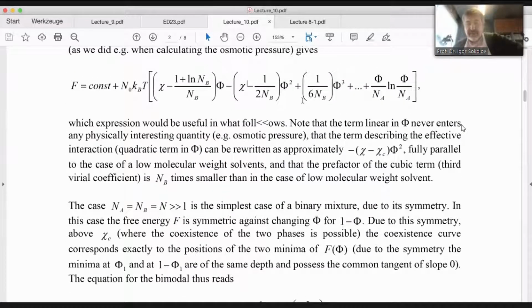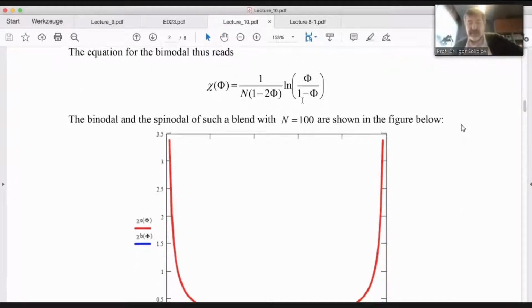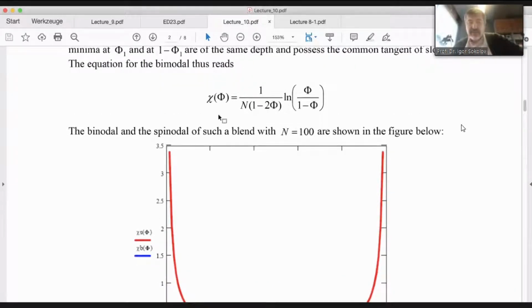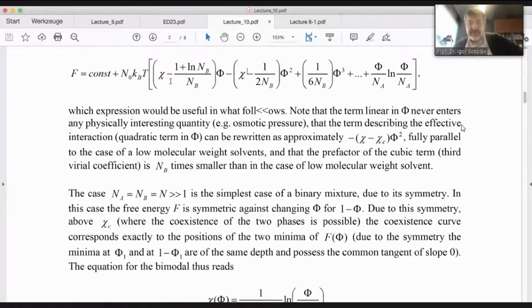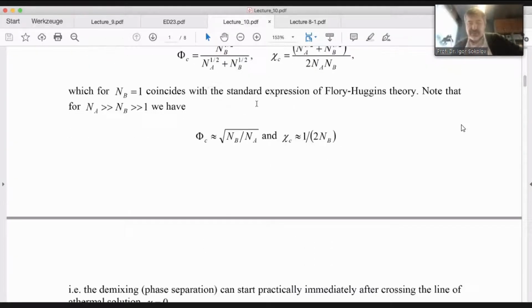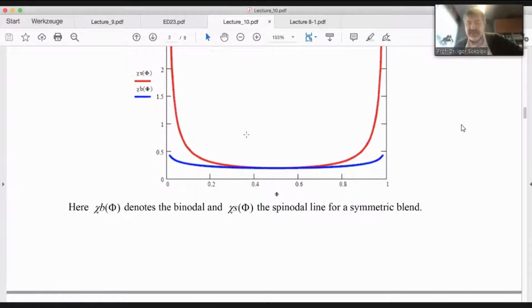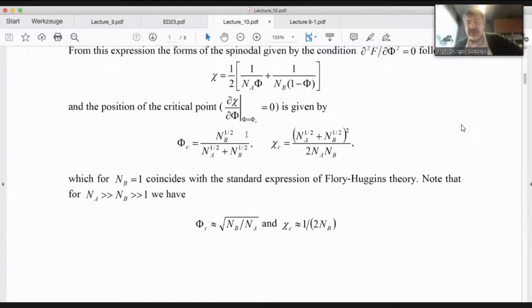So chi of phi reads like this for the binodal, not bimodal. And the spinodal is like this, and they are symmetric. So you get 1/2, and at phi 1/2 you get here 2. It must be chi equal to 2. There's something wrong with the scales on the picture. But this I do not like very much. I will check. We will check it now.